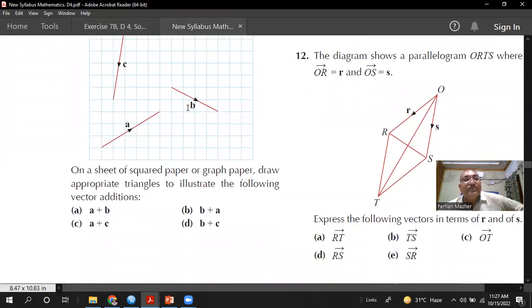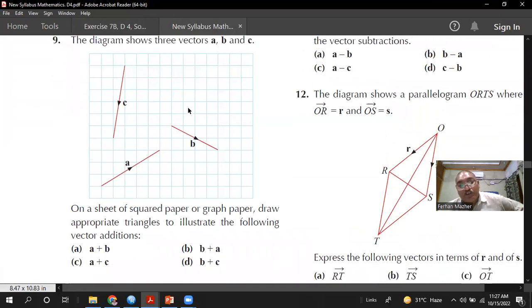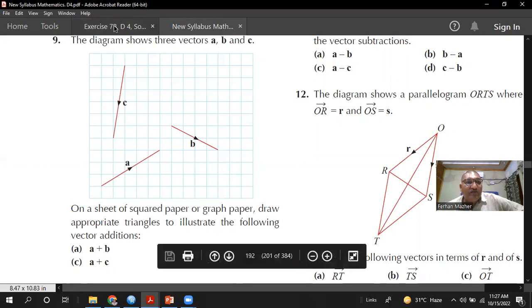Okay, so their first question is, he says, on a sheet of squared paper or graph paper, draw appropriate triangle to illustrate the following vector addition. So he wants me to add A plus B.